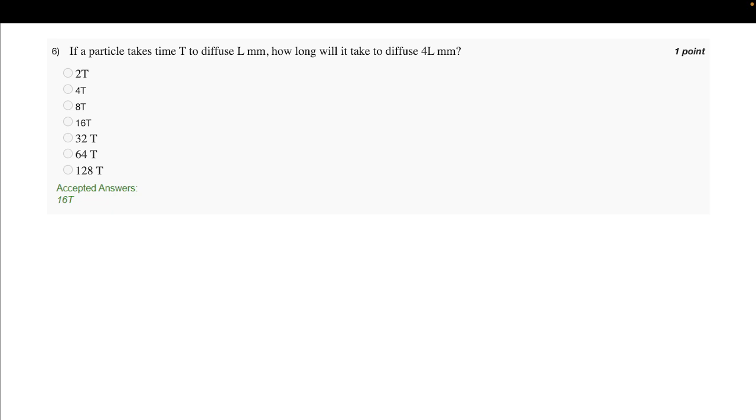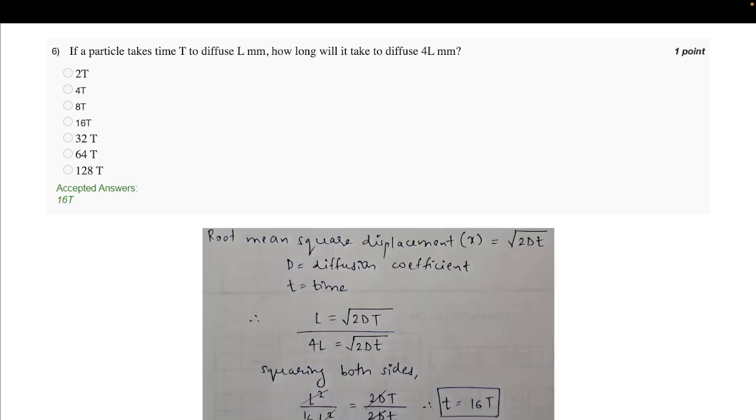So the correct answer is 16t. This question is based on the concept of root mean square displacement. This tells us how far your molecule is going to diffuse once you know its diffusivity. So the root mean square displacement has a formula of root 2Dt.